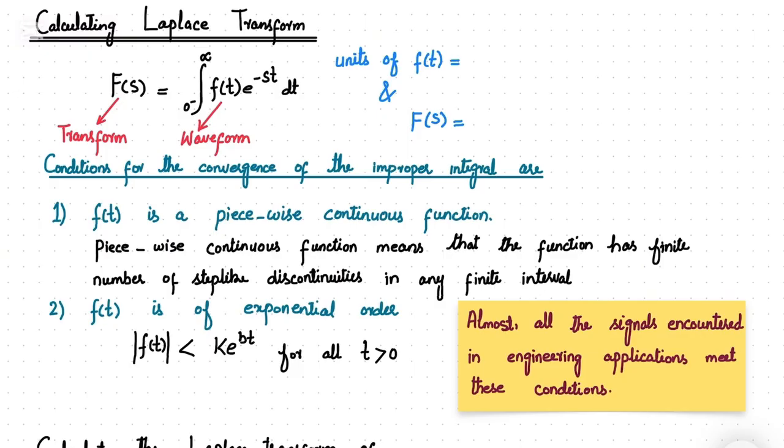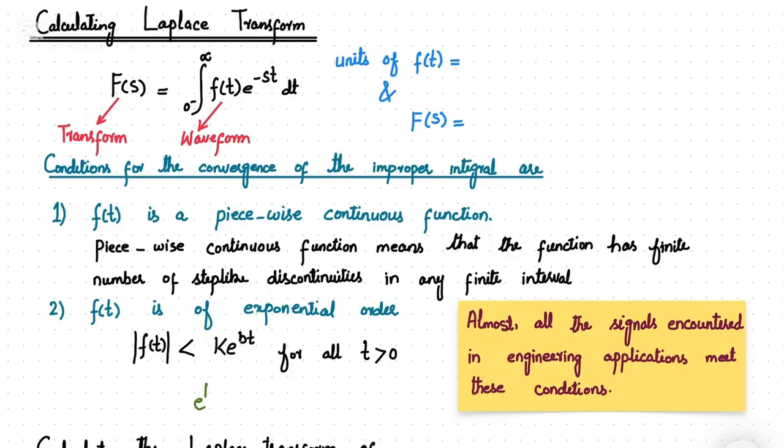The second condition for convergence is that f of t is of exponential order. What does this mean? It means that the function f of t must not be rising wildly. The magnitude of f of t must be less than an exponential function k times e raised to the power bt, where k is a constant and b is a constant. This represents an exponentially increasing function. So the magnitude of the function must be less than an exponentially increasing function. It means the rise of f of t must not be very high or infinite.